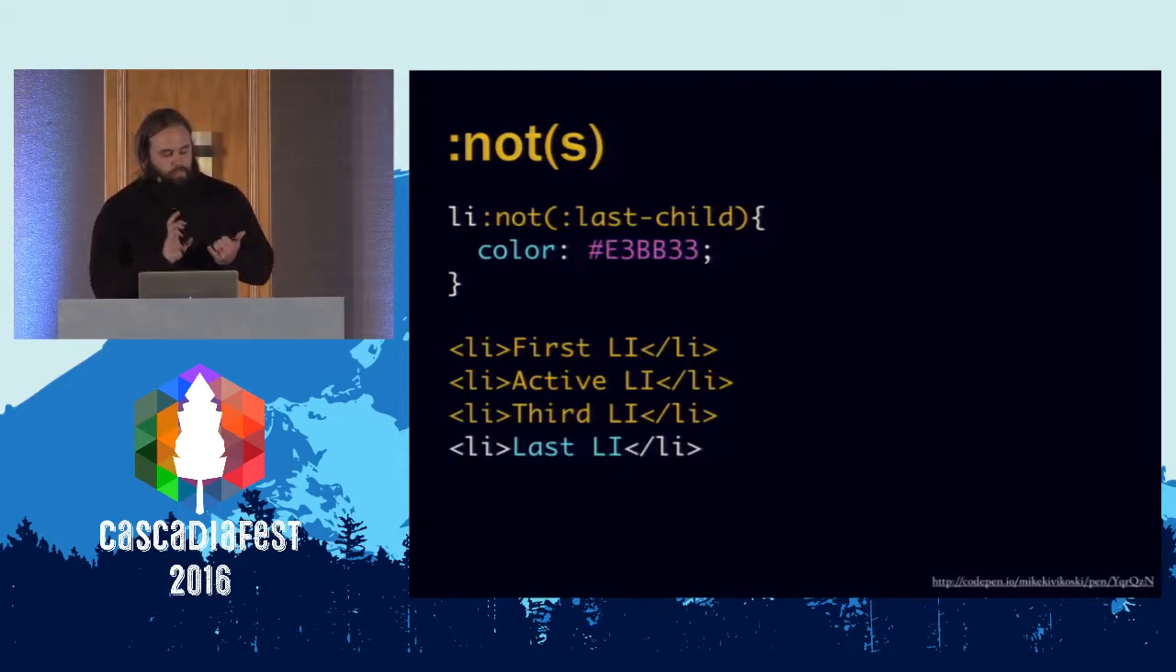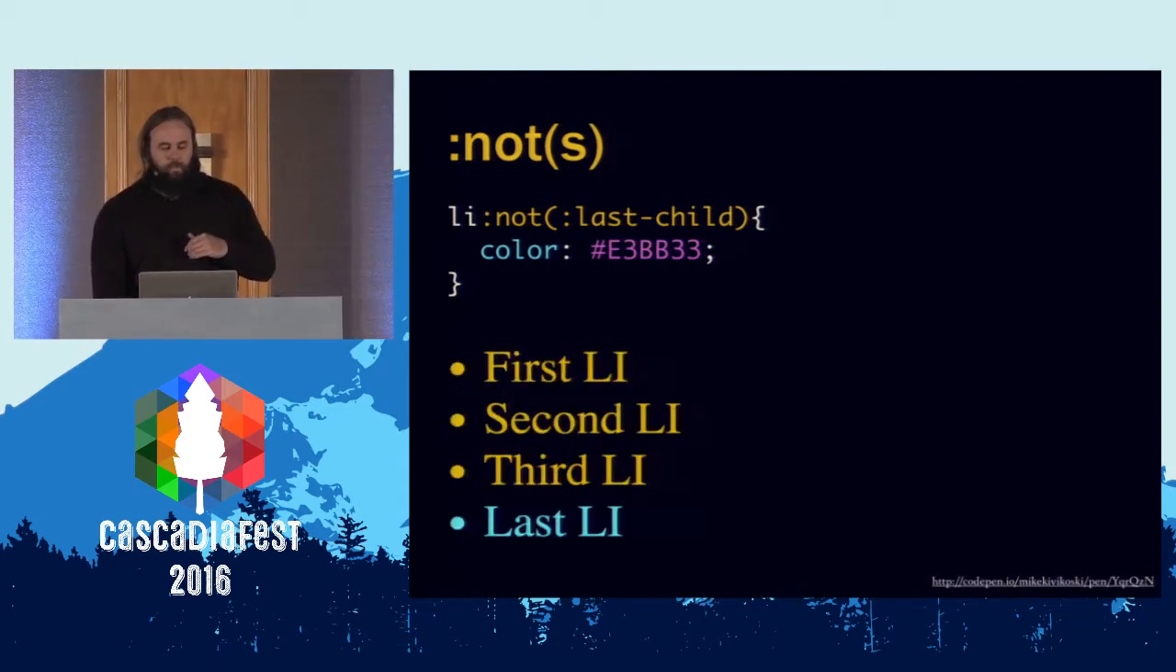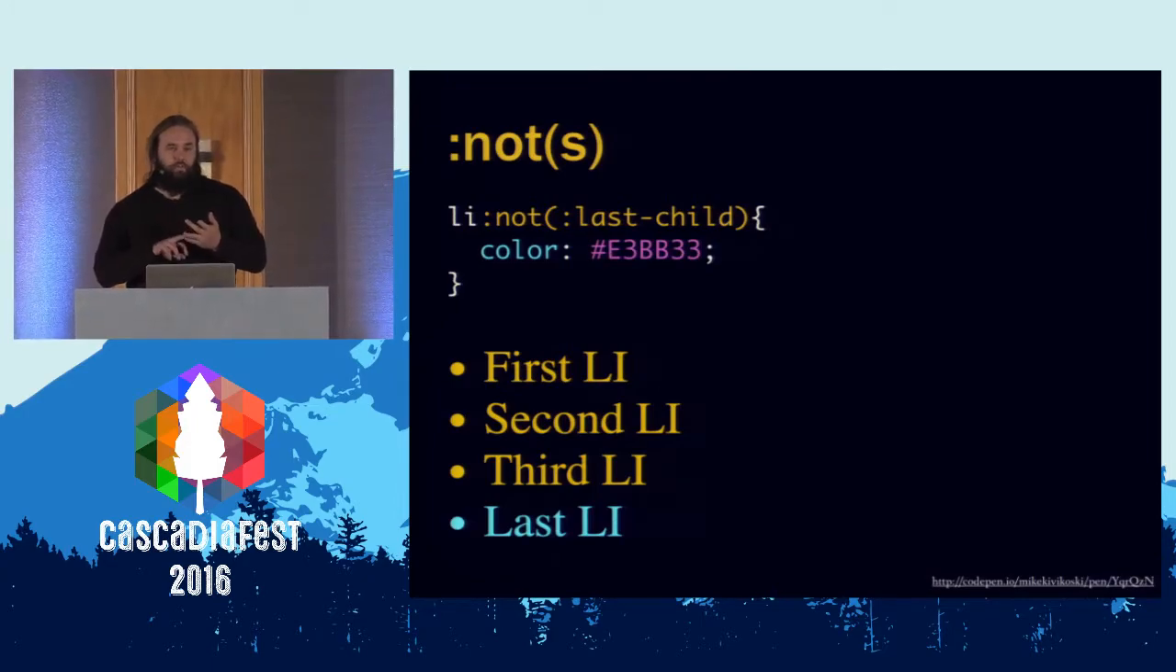And not will accept a CSS class, a pseudo-class, an ID, an HTML element, or an HTML attribute, but will not accept a CSS pseudo-element. So in this case, if we have list item not last child, it's going to style those first three items and not the last. The nice part about this is that you're only adding styles to these elements and you're not adding extra ones. You're not adding this to the last one and then using a class of last or using last child to find it.